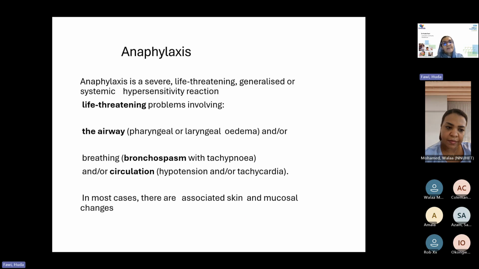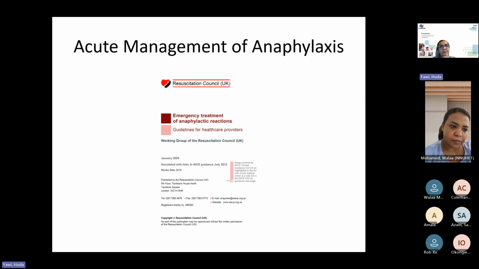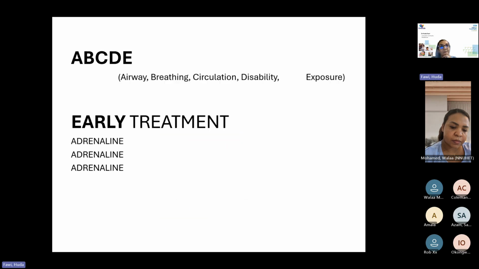Right, so anaphylaxis, it's a severe life-threatening reaction. It involves the airway, pharyngeal and laryngeal edema, breathing, bronchospasm and tachypnea, and circulation. And in most cases, associated with skin and mucosal changes. We've got the Resuscitation Council management of acute anaphylaxis that you should go and see, and I'm sure you're aware of it. Airway, breathing, circulation, and disability, but the early treatment is adrenaline, adrenaline, adrenaline. First you do the adrenaline, and then you call for help.